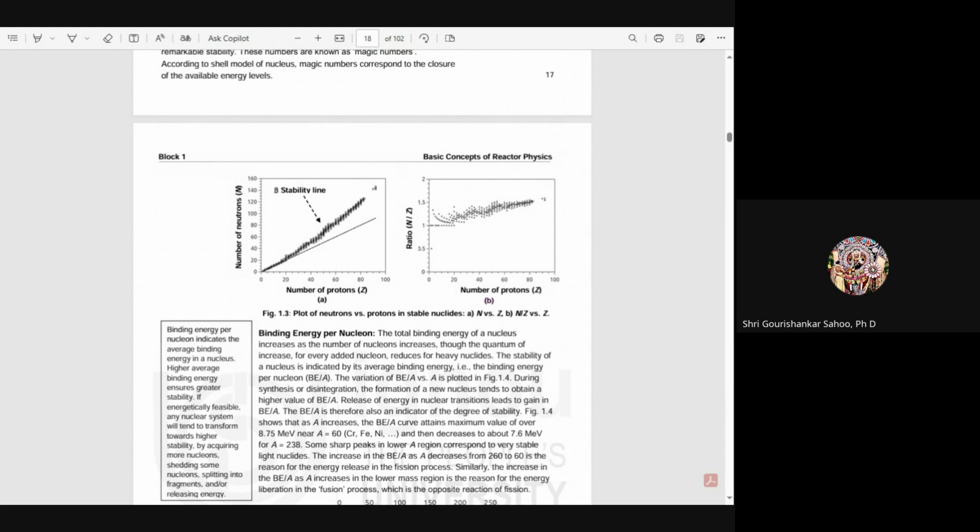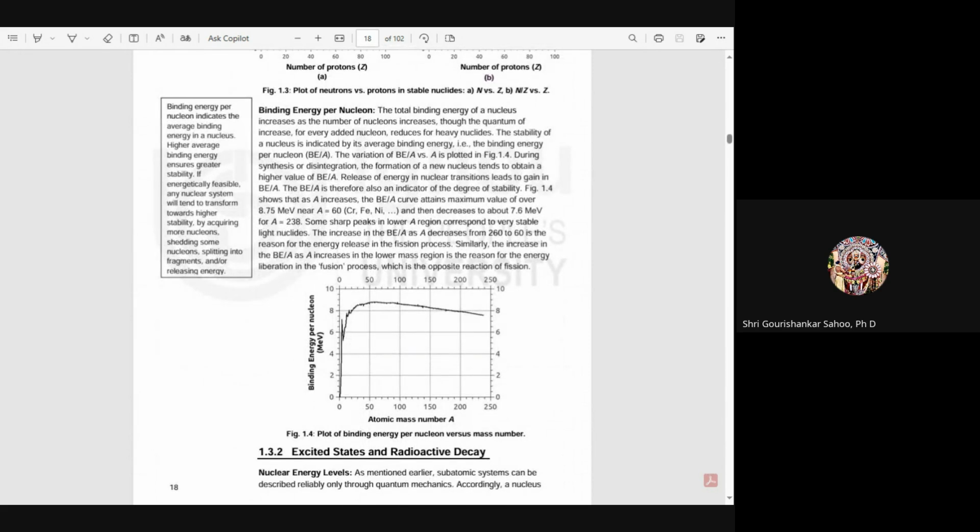The stability of a nucleus is indicated by its average binding energy, that is the binding energy per nucleon, B by A. The variation of B by A versus A is plotted in a different figure, and you can see atomic mass number A versus binding energy per nucleon. It has a sharp rise initially, then increases slowly, then decreases slowly. You can see the peak is at around 50, which represents the mass number of iron, which is the most stable element.